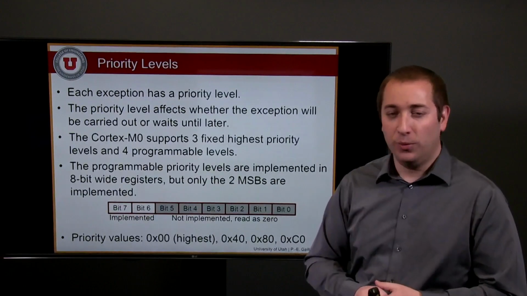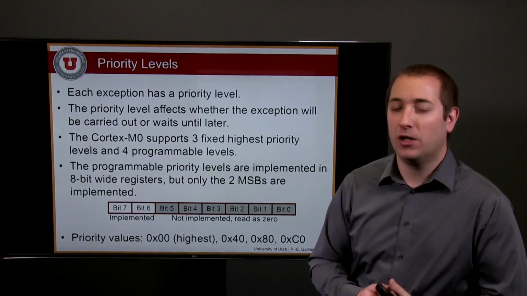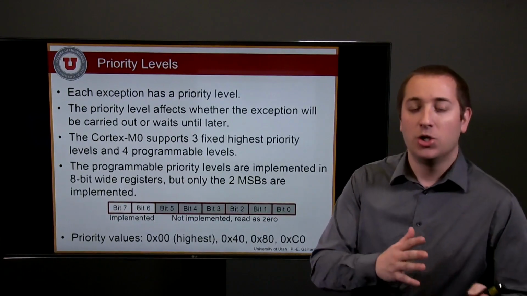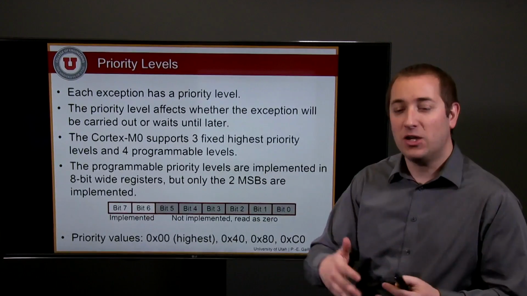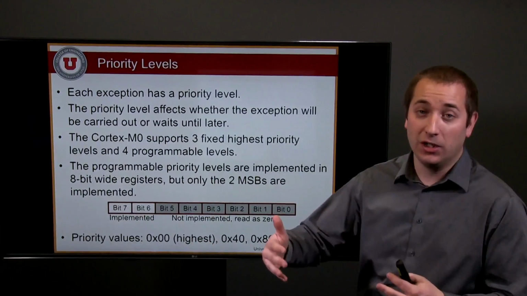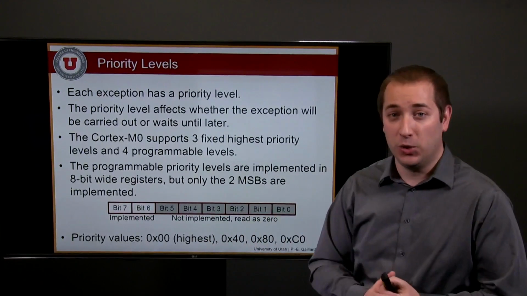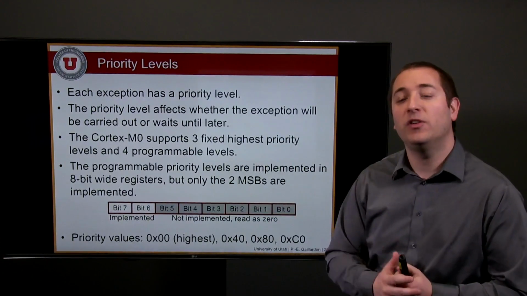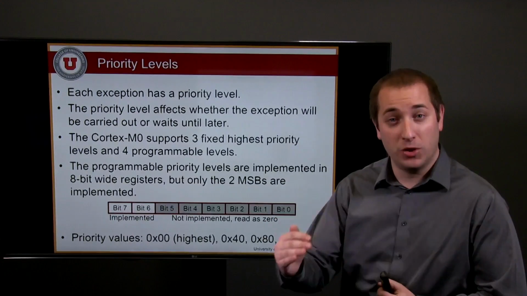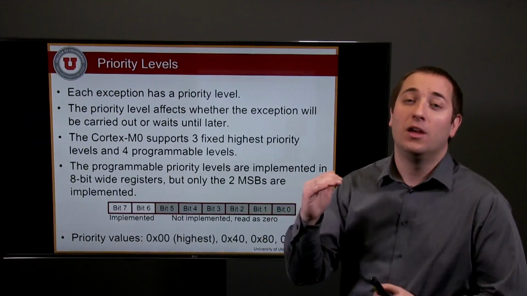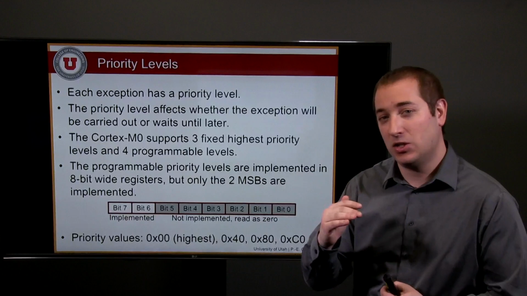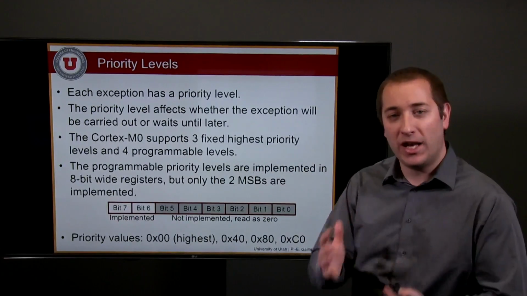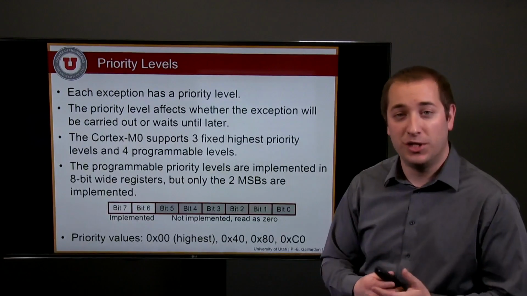Priority levels in our processor are associated to every single exception, and the priority level will affect whether the exception should be carried out or wait until later, in particular until the highest priority interrupt is executed. Our Cortex-M0 does support 3 fixed highest priority levels, -3, -2, and -1, for reset, NMI, and hard fault, as well as 4 programmable levels that you can assign at will to your different IRQs and other exception sources.